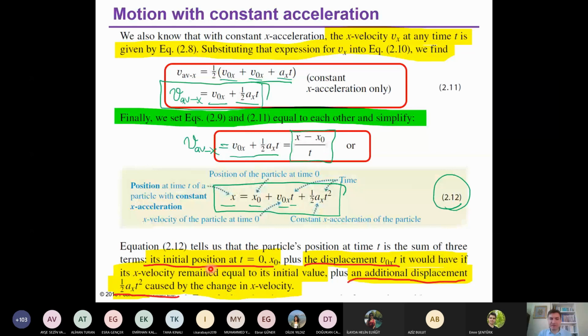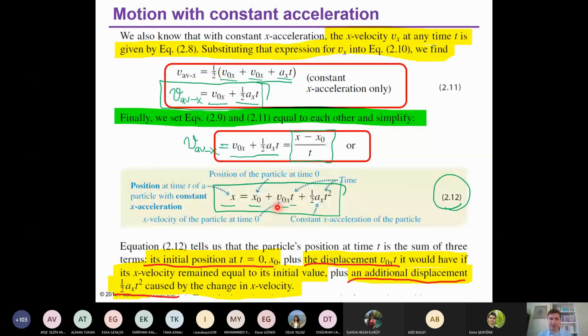And this is the displacement if the x velocity remained equal to its initial value. So let's consider that there is a car. It is moving with constant velocity for certain time, okay? There is no acceleration, and then you have this displacement.